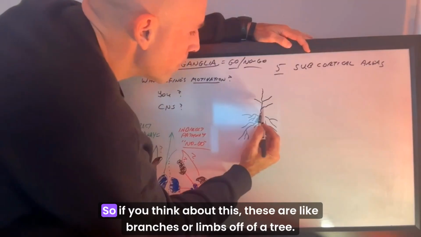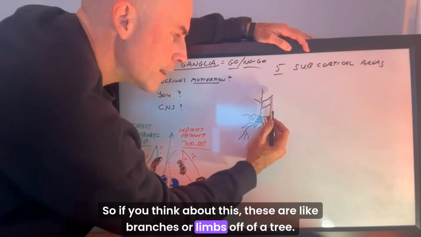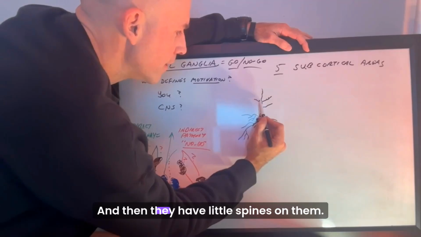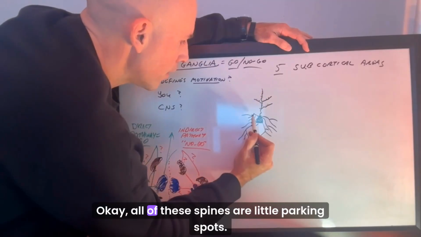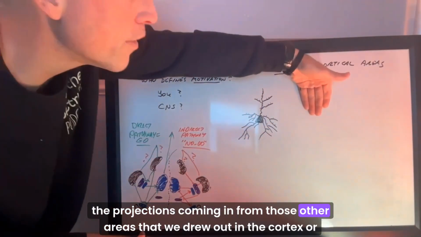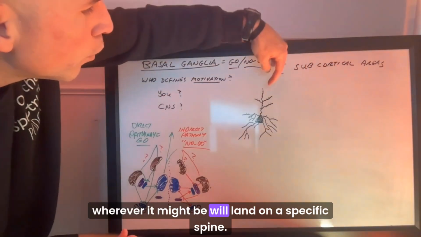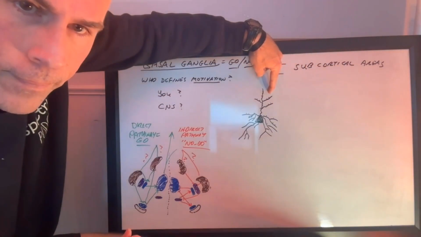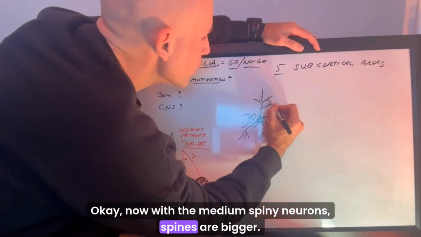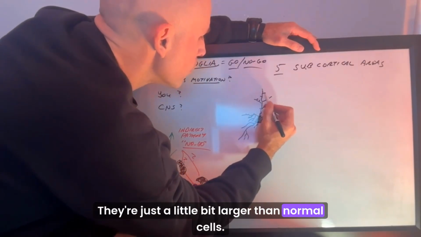If you think about this, these are like branches or limbs off of a tree. And then these are dendrites, okay? And then they have little spines on them. All of these spines are little parking spots. The projections coming in from those other areas that we drew out in the cortex, or wherever it might be, will land on a specific spine. Now with the medium spiny neurons, spines are bigger. They're just a little bit larger than normal cells.